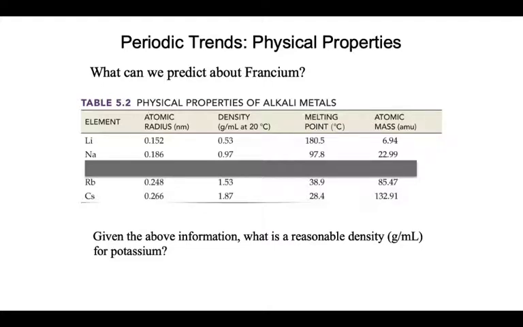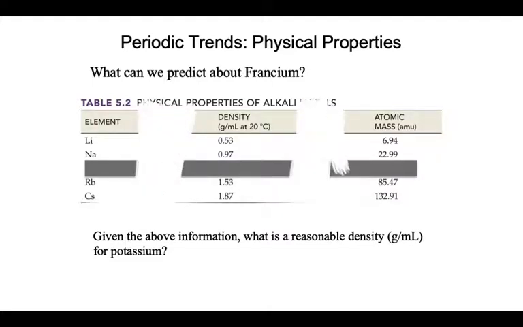Given the above information, what is a reasonable density for potassium? So the first thing, is there a lot of information up there? Yeah, we should probably get some selective vision going on here. What's that selective vision need to be? I just need to see the density. I don't care about the radius. I don't care about the melting point. I don't care about the atomic mass. Right? So I'll selective vision that stuff away.